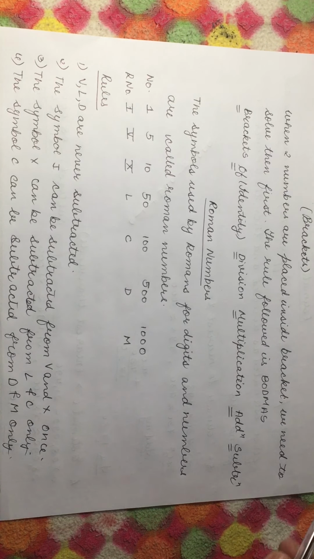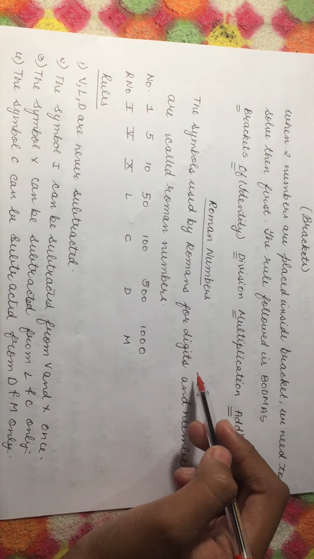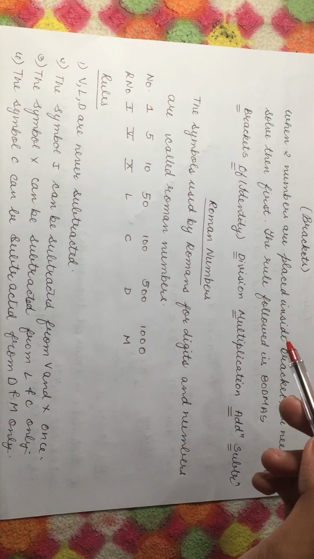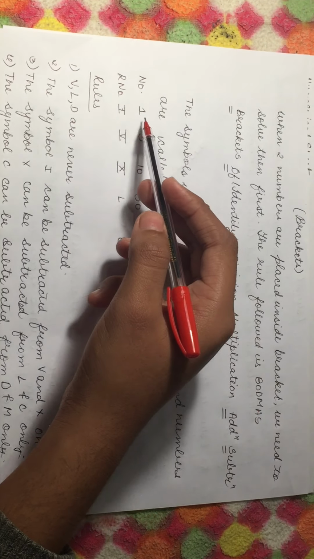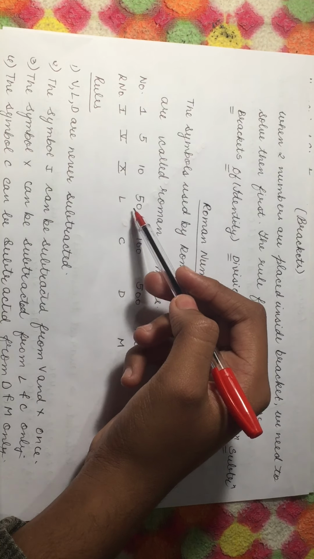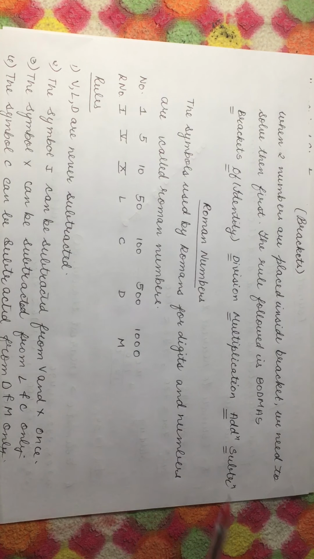Now let's see a brief account of Roman numerals. See the symbols used by Romans for digits, like we use 1, 5, 10, 50. They use some symbols instead of them, and those are called Roman numerals. Like for 1 we use I, for 5 we use V, 10 X, 50 L, 100 C, 500 D, 1000 M. So these are all the Roman numerals.